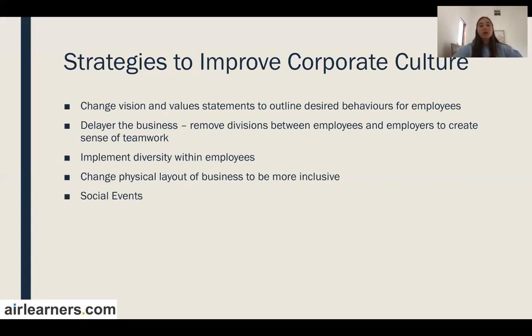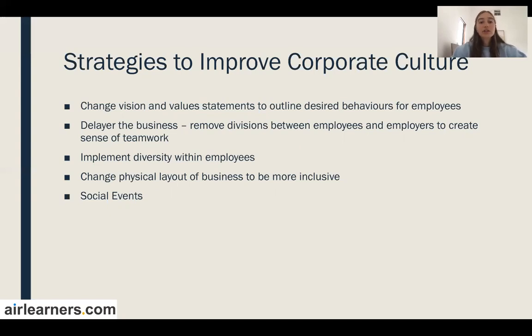Another way is to implement diversity within your employees, so hiring employees from a range of different backgrounds, ages, ethnicities, nationalities, religions, age groups. That's really, really important to make it seem like an inclusive and desirable workplace, which will then motivate your employees and make them want to emulate those qualities that they are expected to.